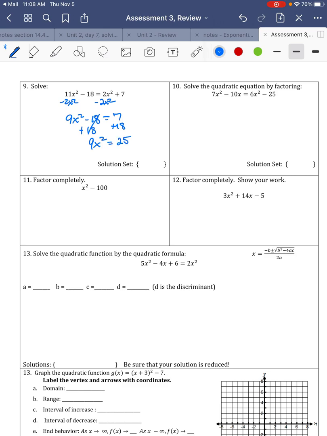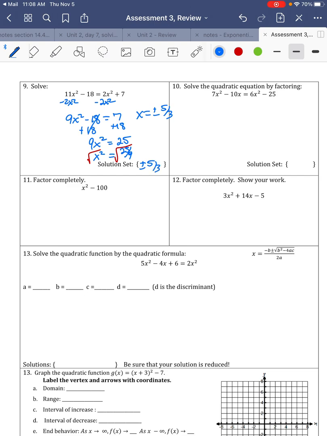Remember, I've got to divide by 9. Now 25 doesn't divide by 9, so I'm just going to put 25 over 9. So now I'm ready to do the square root of both sides. So that means that x is plus or minus, and I know the square root of 25 and 9, so that's 5 over 3. So plus or minus 5/3.